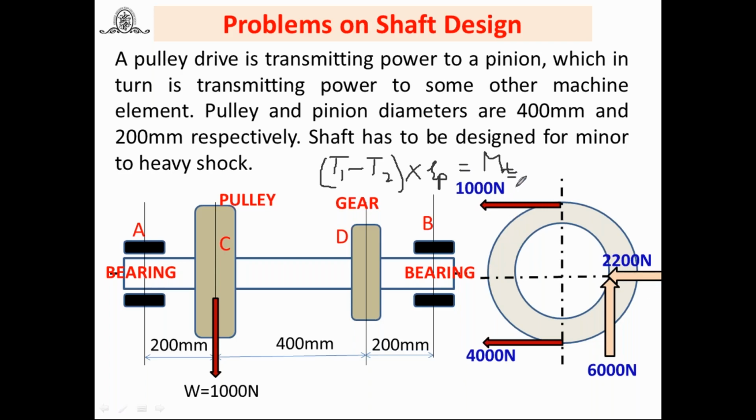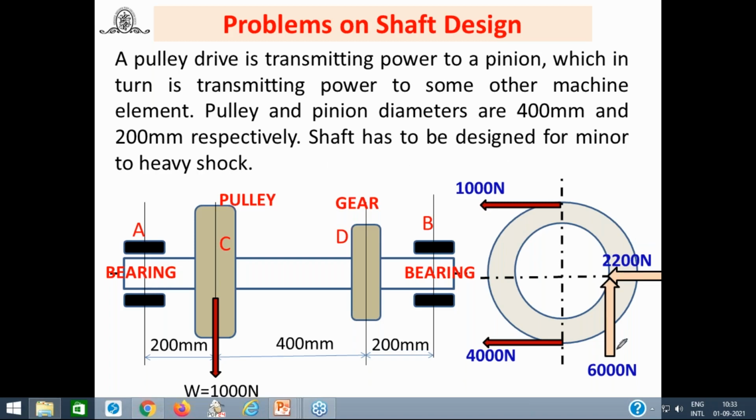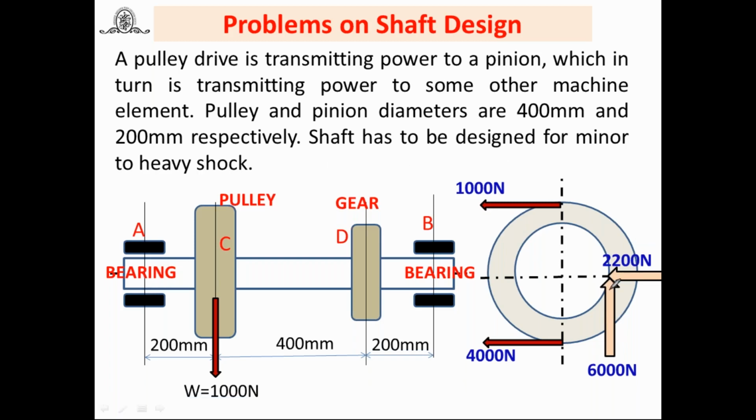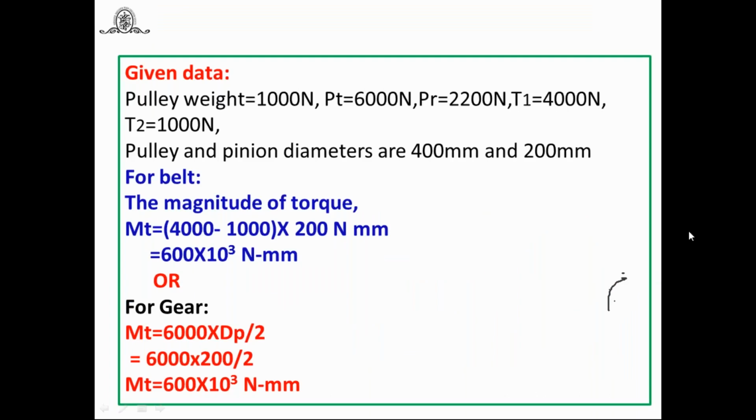So you have a force, the tight side tension, and you have a force, the slack side tension. Here for a pinion, it's not mentioned which type of pinion, but two forces are given. That's why it's a spur, because radial force and tangential force are given in this case. Now let us start what you have to do.